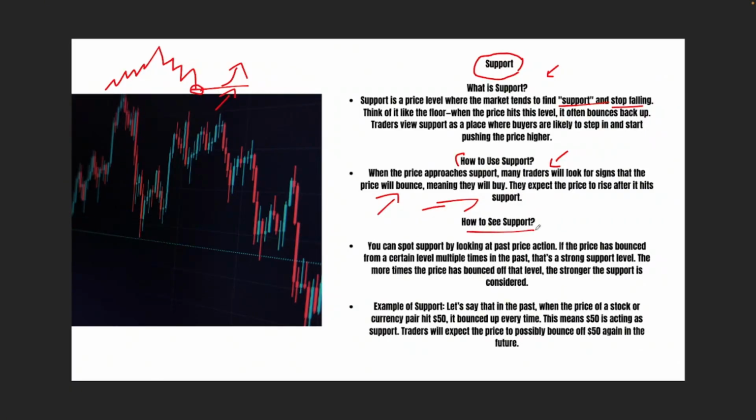Now, how to see support. You can spot support by looking at the previous past price action. If the price has bounced from a certain level multiple times in the past, that means it is a strong level of support. The more times the price has bounced from this level, the stronger the support is going to be considered. So I want you guys to keep this in mind. You're going to be needing this every single day in the market.